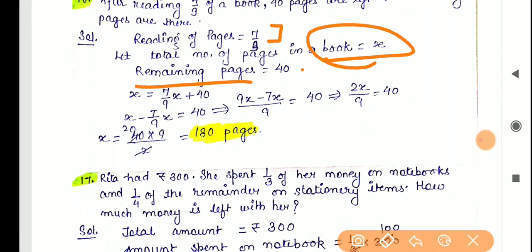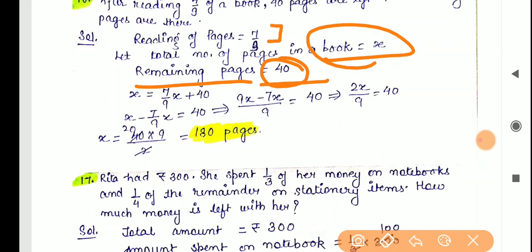Remaining pages, how many are left? 40 pages are left. So if we add 7 by 9th part of x and 40, we can know the total number of pages. Right, the pages that have been read and the pages that are left, if we add both of them, then we can know the total number of pages. Correct. So x minus 7 by 9x is equal to 40.